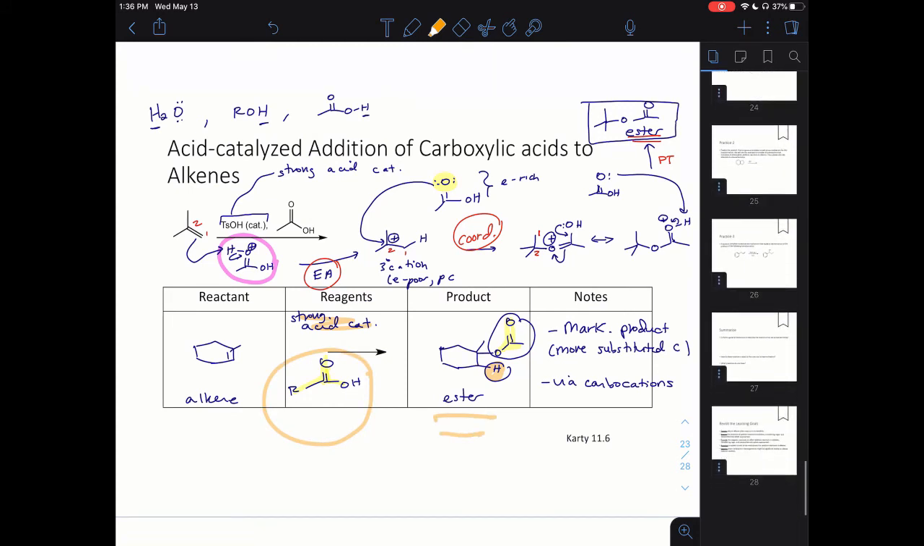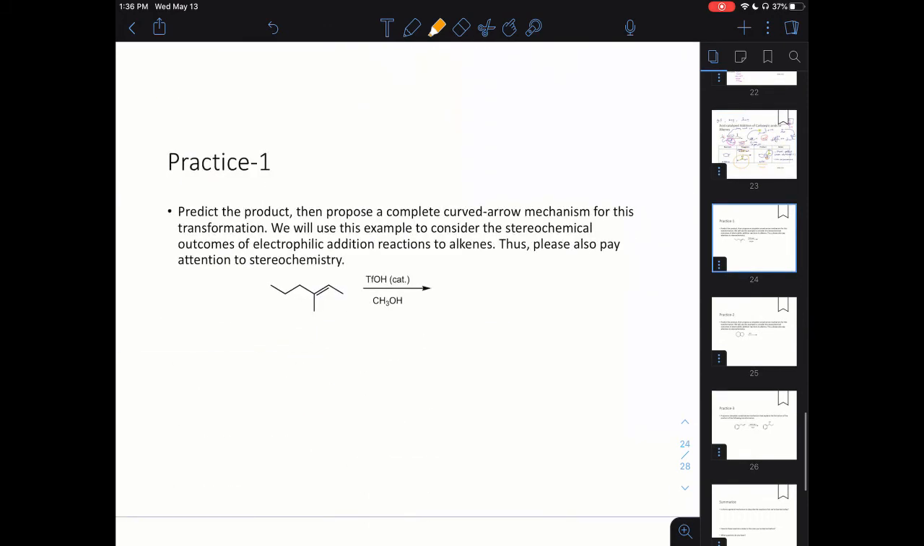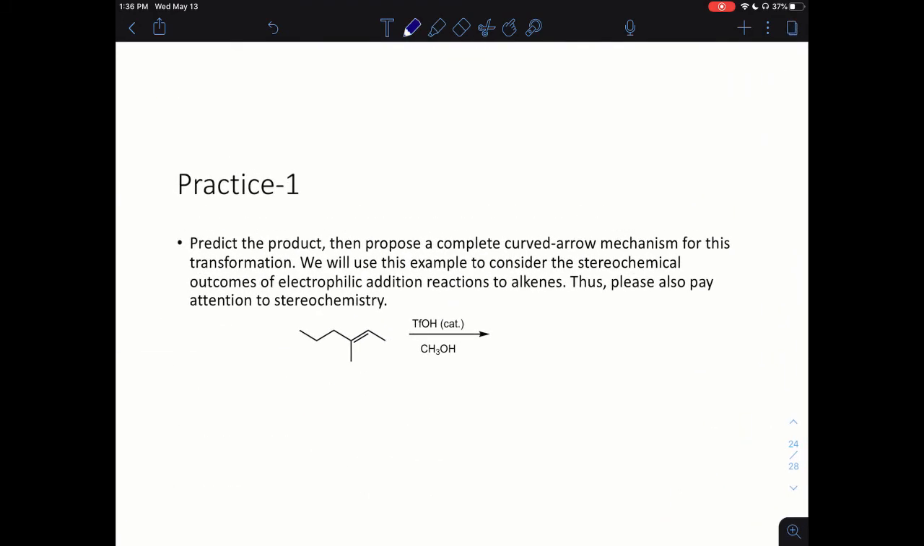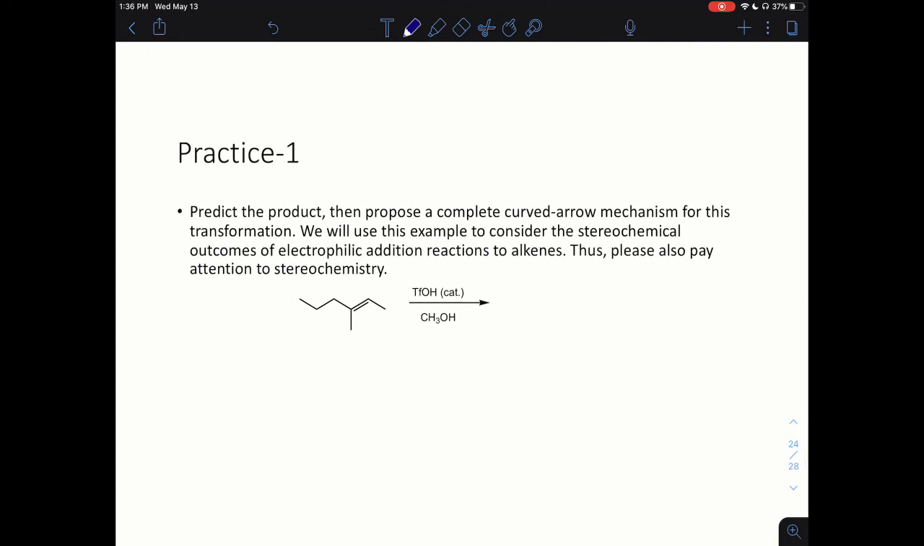So 3 practice problems and then we're done. You want to save them for later? Save them for later. Let's take a look here. I want you, seriously, you have to pause, predict the product, draw the curved arrow mechanism, all of that good stuff.